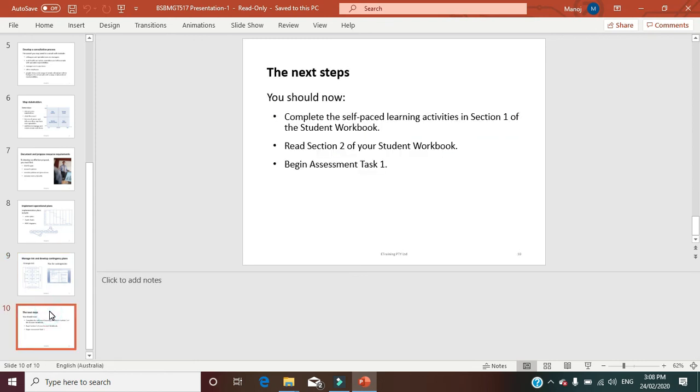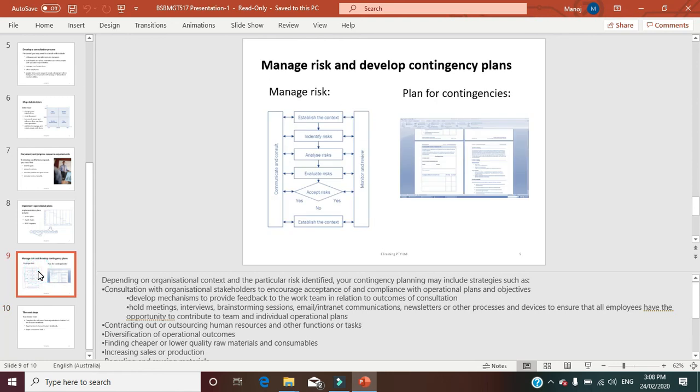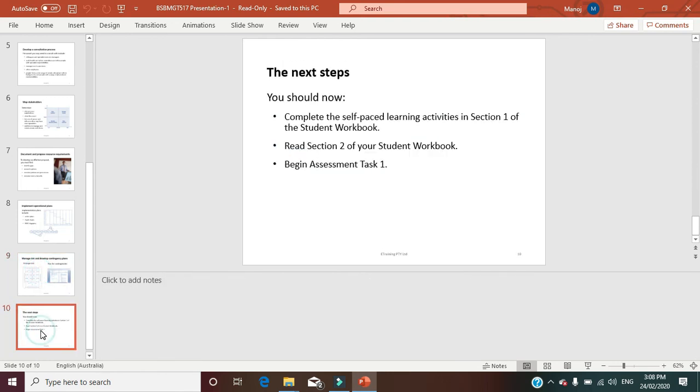Here we go. So that's the end of our session. Now what is the next step? You should now know how to complete the self-paced learning activities in session 1 of the student workbook. Please read section 2 of your student workbook, and you should be able to begin and complete assessment task 1. And I hope you got some value out of this presentation.